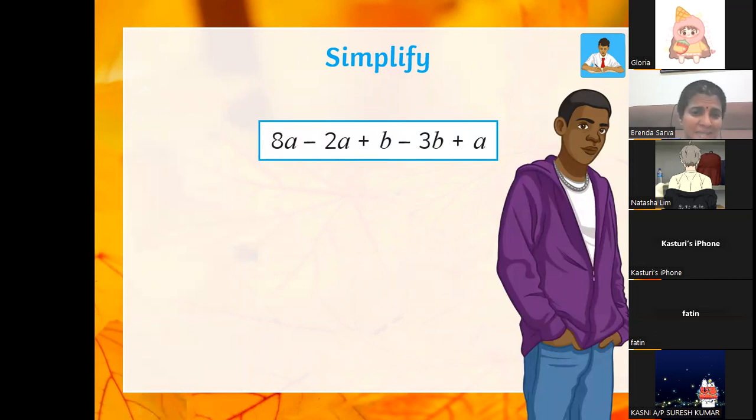Okay, 8a minus 2a plus 3b minus 3b plus a. Coming back to the addition and subtraction. Okay, can I have the answer for this? 8a minus 2a. So a and a at the back here, and then you have b. So what would be the answer?